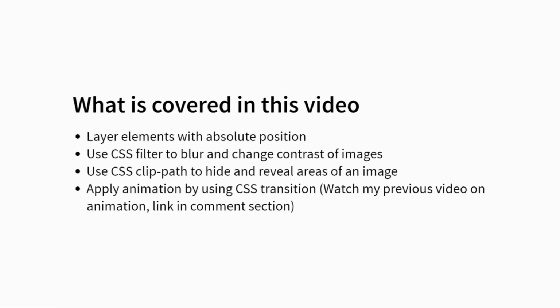So in this video I'm going to be showing you how to pull off things like this by covering how to layer elements with absolute position, use CSS filter to blur and change contrast of images, use clip-path to hide and reveal areas of an image, and apply animation by using CSS transition. And if you want to know more about CSS transition, you can watch my previous video, which is in the comment section.